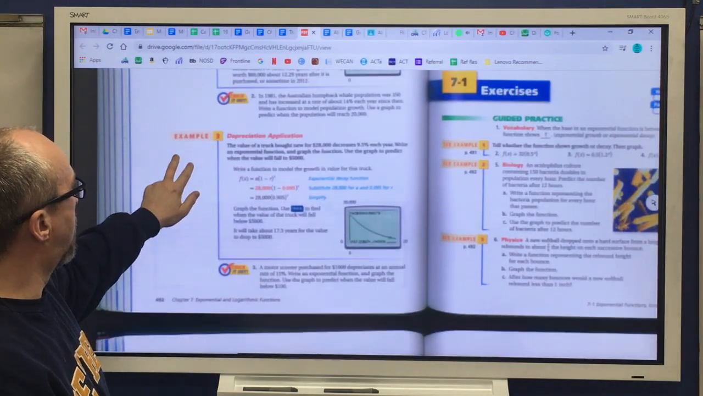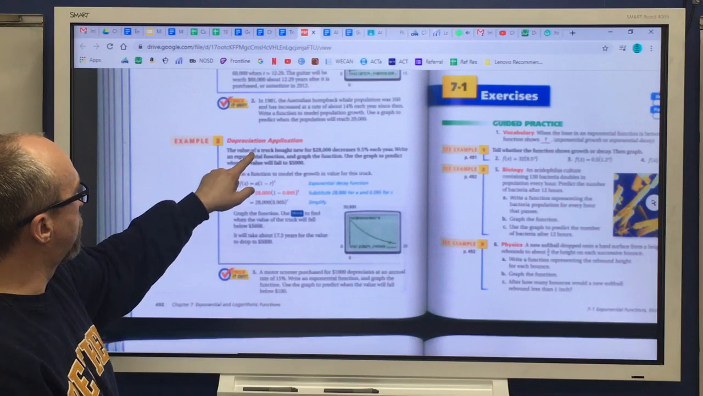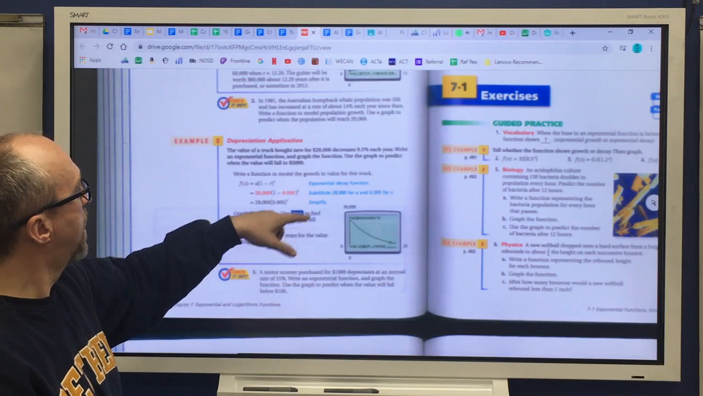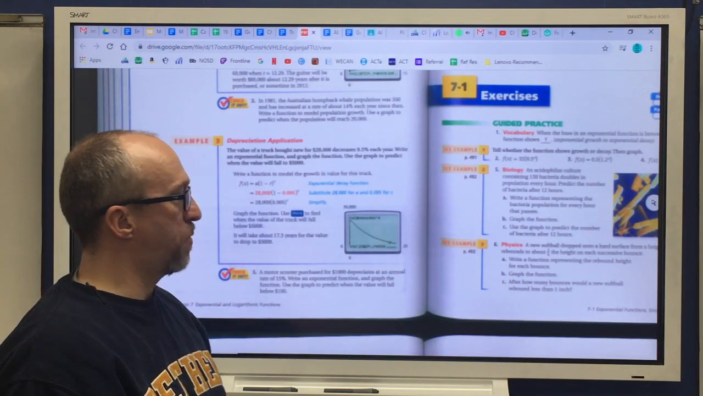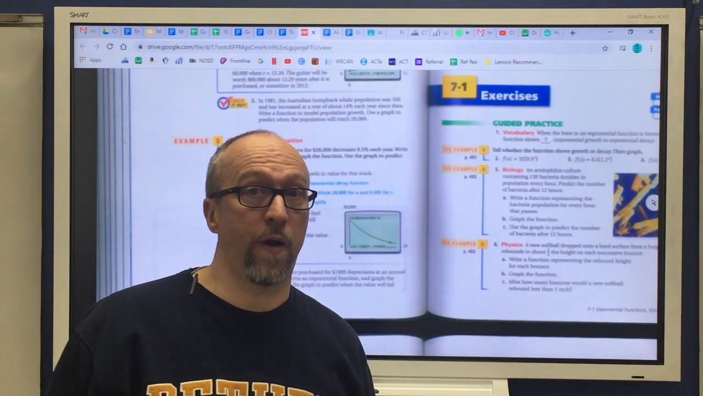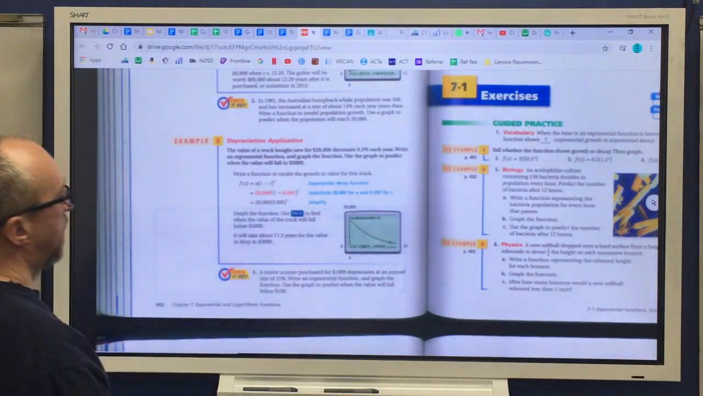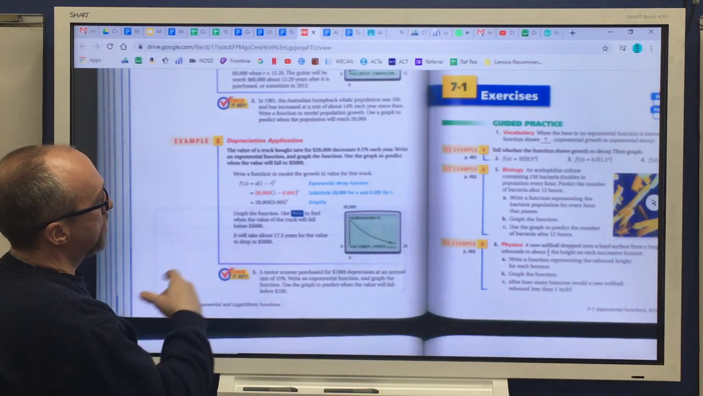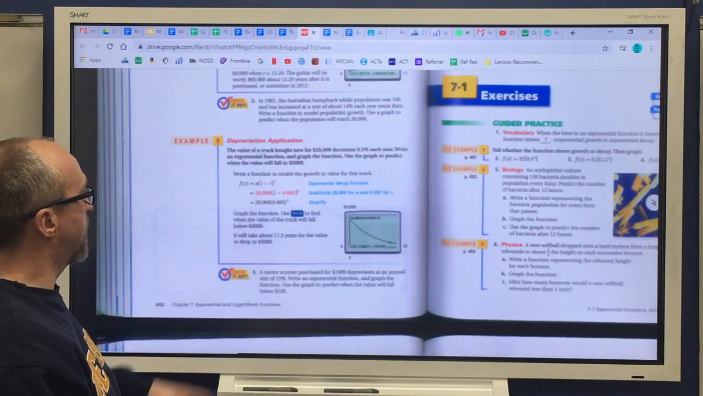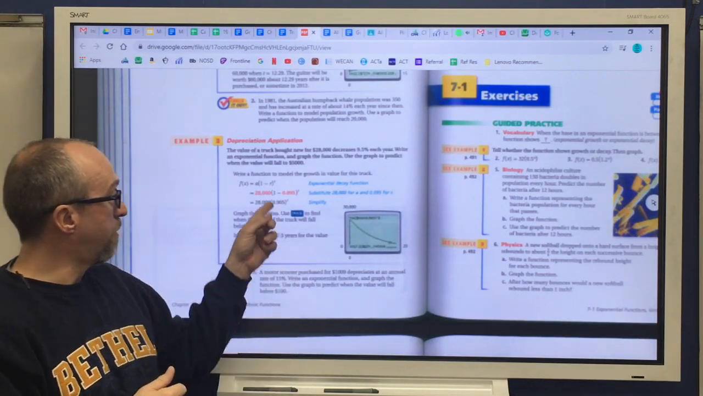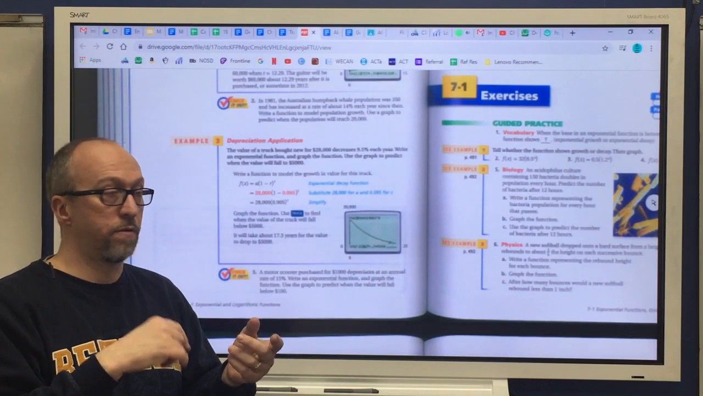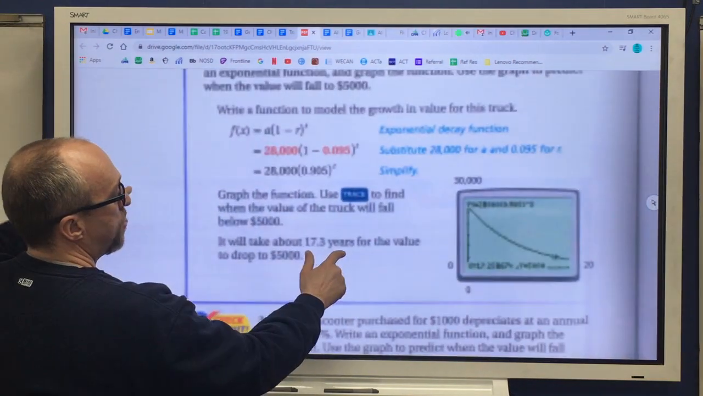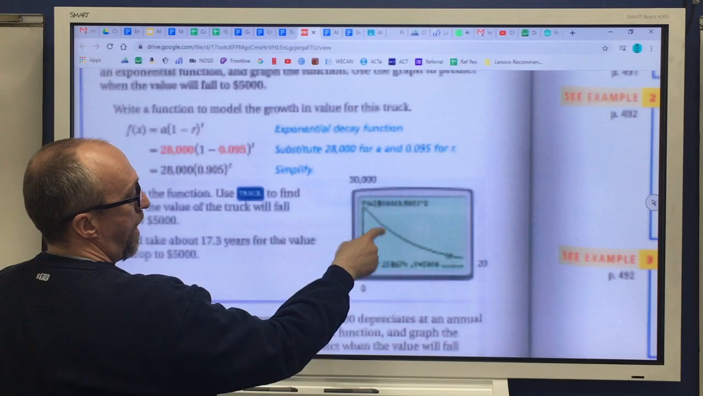Then there's this value, the value of a truck. It was bought for $28,000, so it's 1 minus. It only loses 9.5% per year. That's not realistic. Vehicles lose more money than that, unless it's a special kind of truck with a really great engine. They asked the question, when will it equal $5,000? What we did in class is we guessed and checked. We put a value in for t and hit enter on the calculator. We put another value in for t and hit enter. That's one way to do it. Another way is to graph it and then trace.